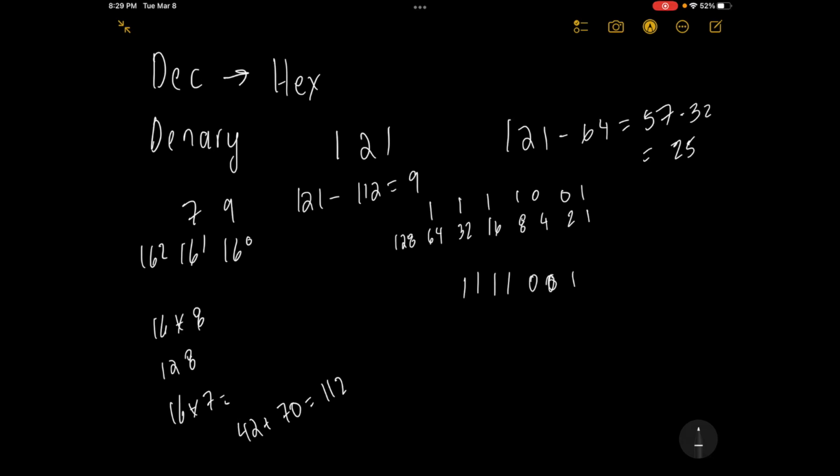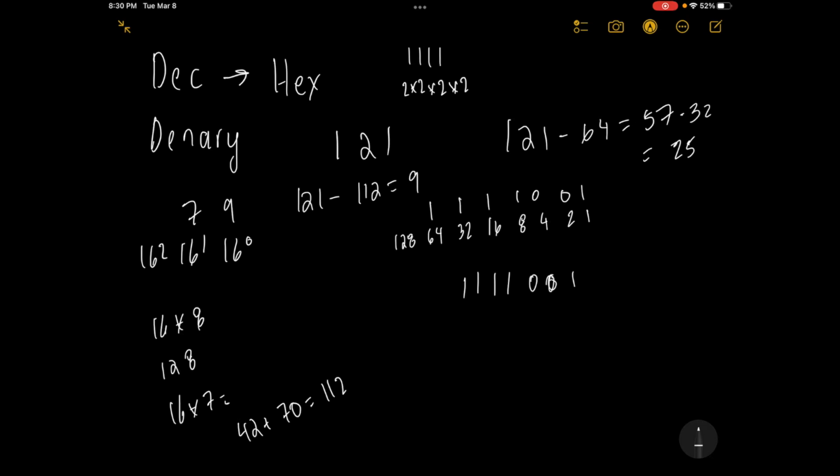Okay, so it turns out that each hex digit is equal to 4 binary digits. For example, if we have 1, 1, 1, 1, the maximum number is 15, but 4 binary digits, because 2 times 2 times 2 times 2, is equal to 1 hexadecimal digit. So whenever we have a number like this, we can just divide it into groups of 4 digits to get our hexadecimal values.